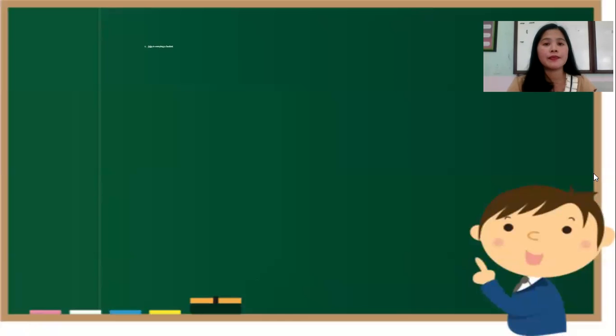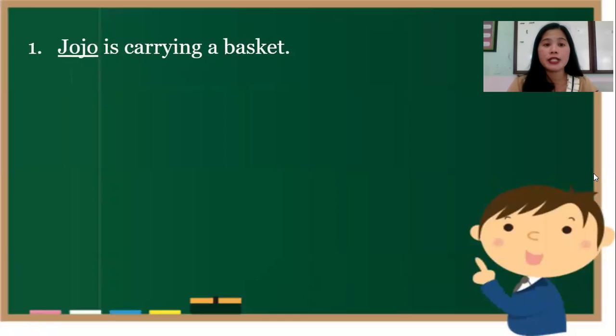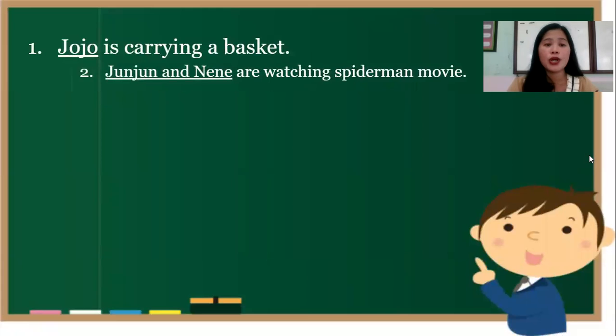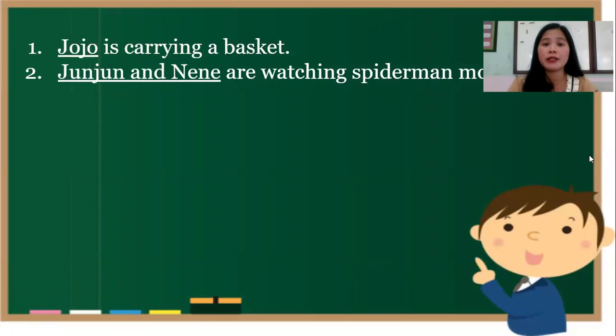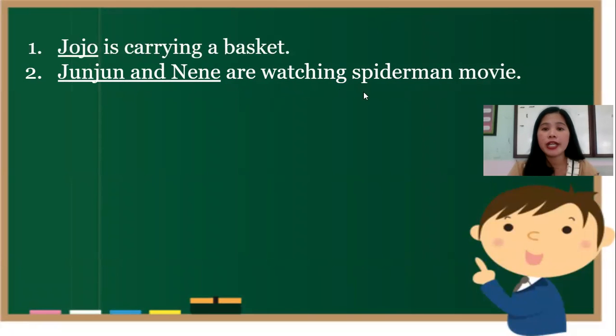Right, let's proceed. Number one, Jojo is carrying a basket. Again, Jojo is carrying a basket. So Jojo here is a boy. Number two, Junjun and Nene are watching Spider-Man movie. Again, Junjun and Nene are watching Spider-Man movie. So they are watching. Okay, so the underlined words in number two, you're going to think of the answer.